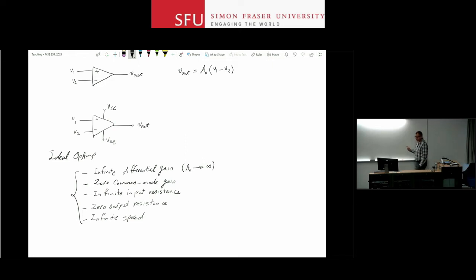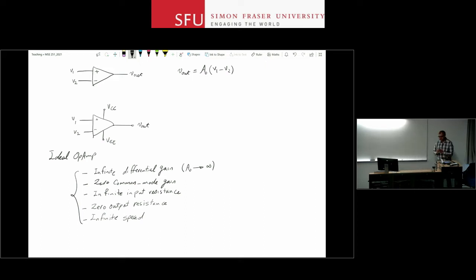Infinite differential gain. The differential gain is also called open loop gain for the reasons that we'll see soon. It has a zero output impedance, zero common mode gain, infinite input resistance, and infinite speed, extremely fast. Okay, so this is an op-amp, ideal op-amp.